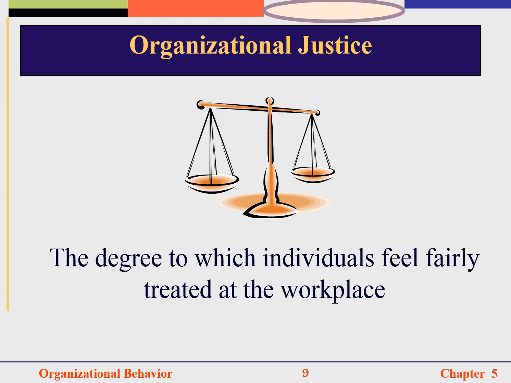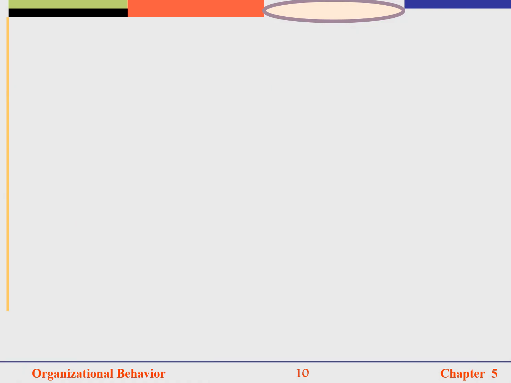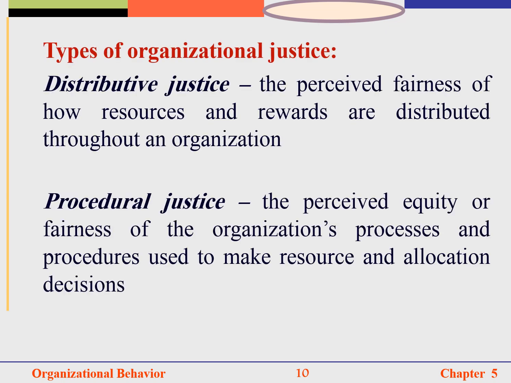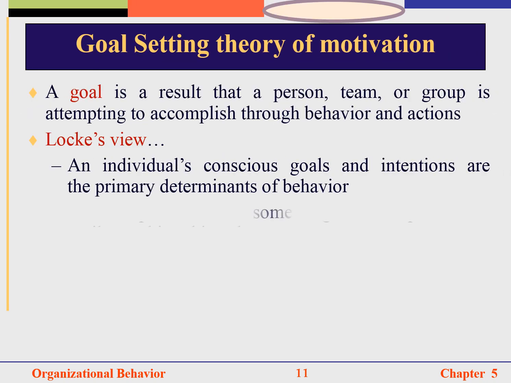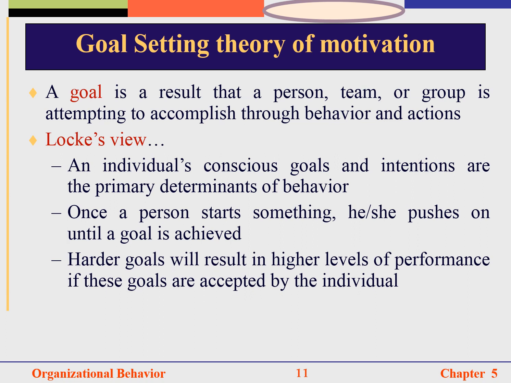This kind of feeling may be, according to Locke, I will get back to it. He assumed that an individual's conscious goals and intentions are the primary determinants of behavior. So, people's behavior is an outcome of the goals, the desire to achieve goals, and intentions. Once a person starts something, he or she pushes on until a goal is achieved.